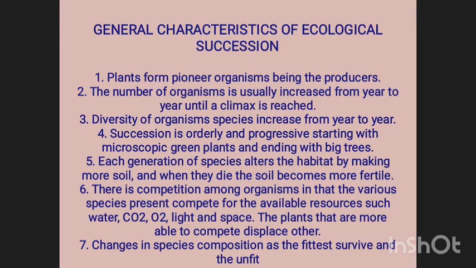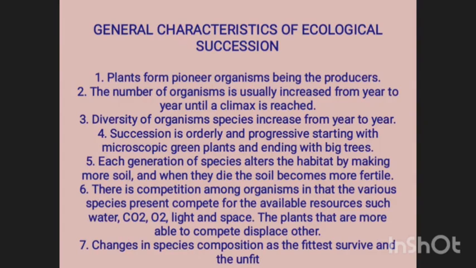Number seven is that there will be changes in species composition as the fittest survive the unfit. So the fittest must survive the unfit. Those that are not able to cope will be replaced by the ones that are fit due to this competition that is going on. So plants usually compete for space, water, oxygen, light, and carbon dioxide. So only the strongest plants will be able to survive. We call them the fittest, while the ones that are not able to survive are called the unfit.